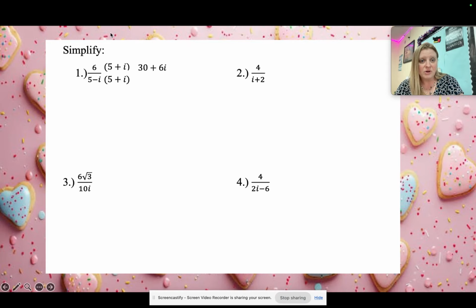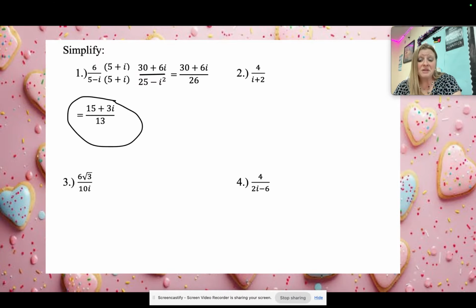Up top, we're going to get 30 and 6i. On the bottom, we're going to get 25 and -i squared. And it helps if you can do this part in your head. You're always going to get i squared, so it's going to be -1. So you're always going to be doing 25 minus -1. That will go up to 26. And then I look to see, do they have anything in common? And they do. They all can be divided by 2. And then I'm done.